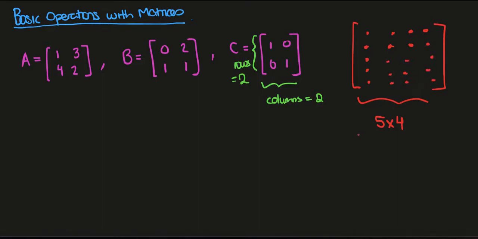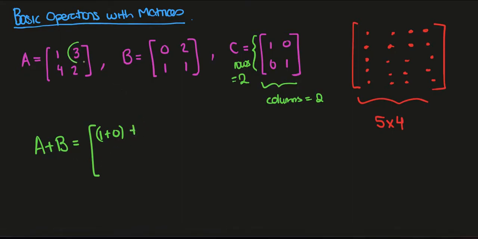Okay, so let's look at some basic properties. We'll set A to be the matrix 1, 3, 4, 2, B to be the matrix 0, 2, 1, 1, and C the matrix 1, 0, 0, 1. And let's define addition of matrices. This is just going to be pointwise. So you're going to have 1 plus 0. You're going to add this entry to this entry, and that will be the first entry of this new matrix A plus B.